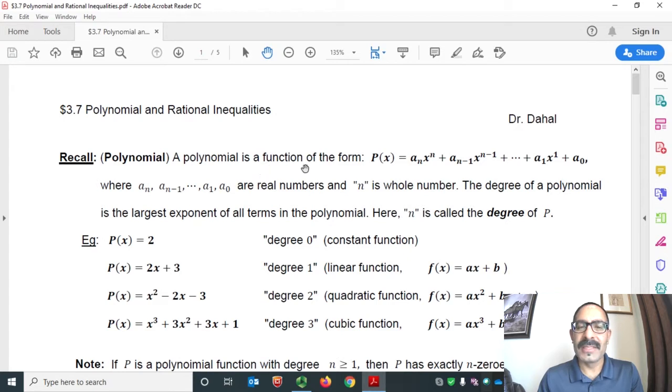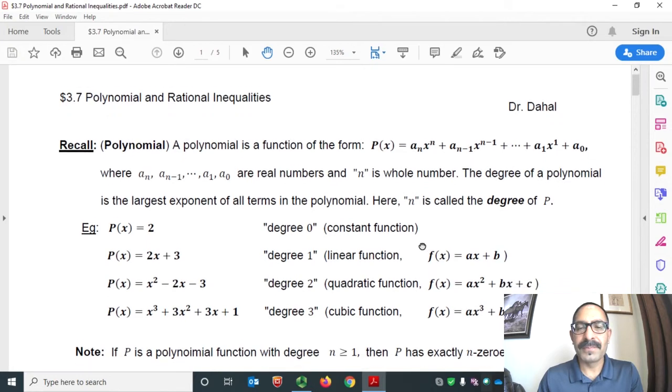A polynomial is a function of the form p(x) equals a_n x^n plus a_(n-1) x^(n-1) plus ... plus a_1 x plus a_0, where a_n, a_(n-1), ..., a_1, a_0 are real numbers and n is a whole number. The degree of a polynomial is the largest exponent of all terms in the polynomial. So here n is the degree of this polynomial p.